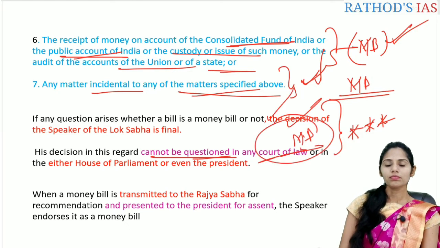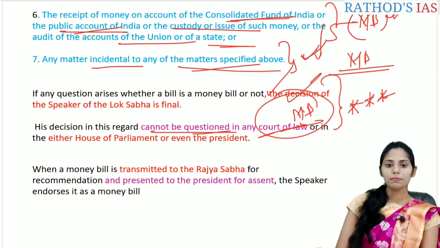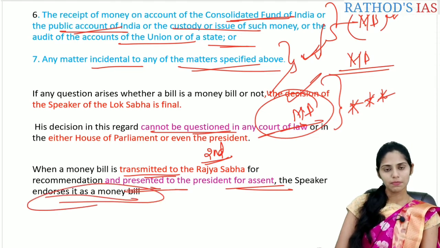Okay. And the next one is when a bill is transmitted to the Rajya Sabha, that is the second house, for its recommendation, and presented to the president for assent, then the speaker endorses it as a money bill.